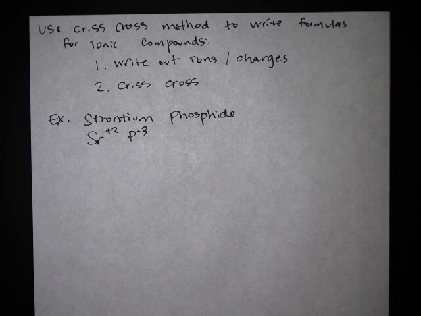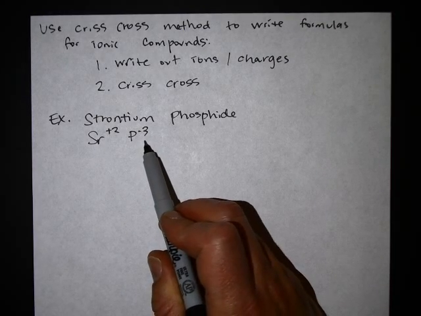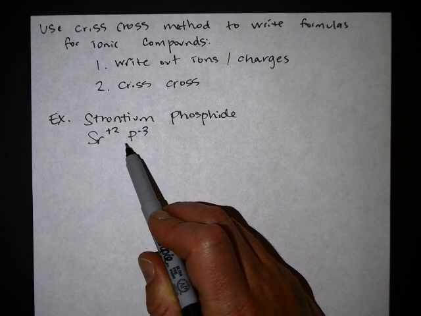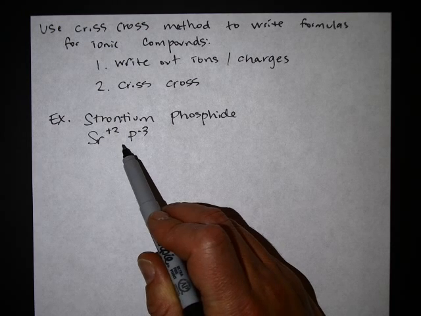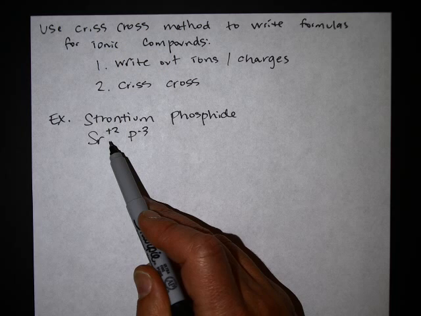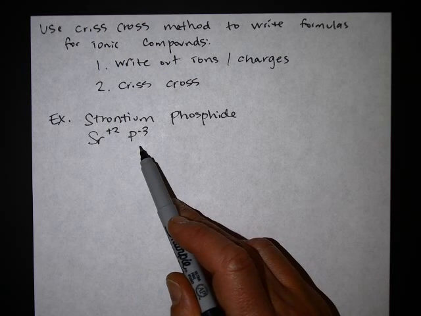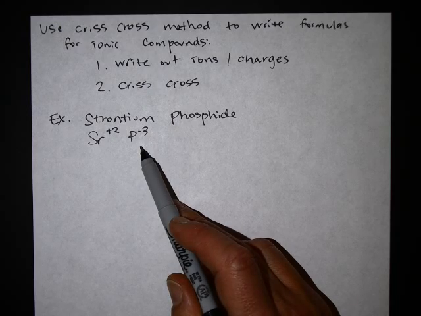Okay, before we do crisscross, let me just show you. The whole thing has to be neutral. So if this is +2 and this is -3, I need to get them both to a common multiple of 2 and 3, which would be what number? The lowest is 6, correct, right? So how many of these would I need to get to +6? 3 of them. How many of these would I need to get to -6? 2 of them, and then they would cancel out and the charge would be done.